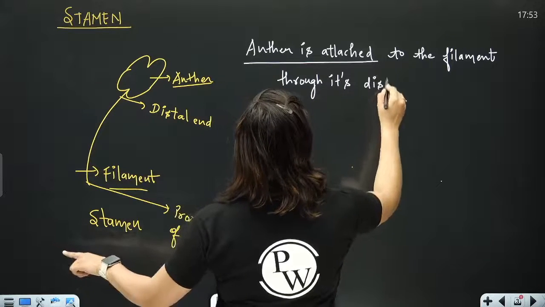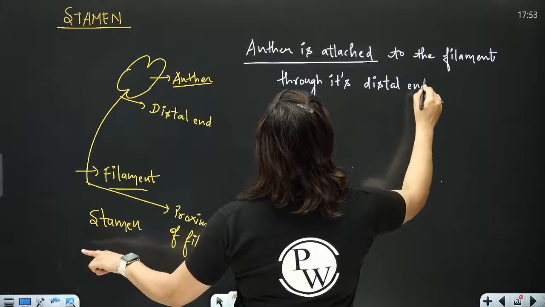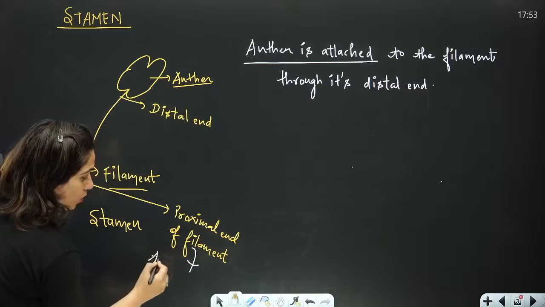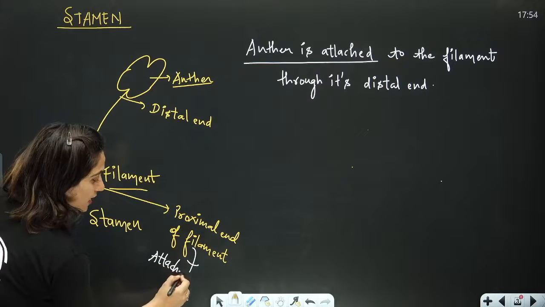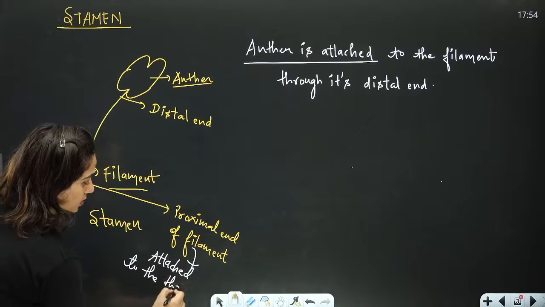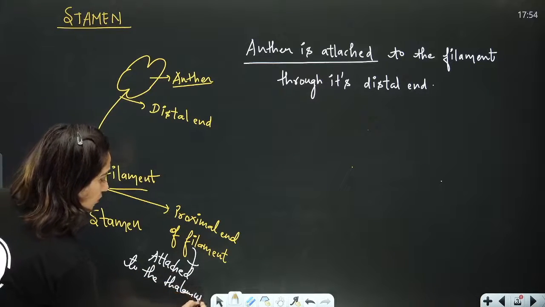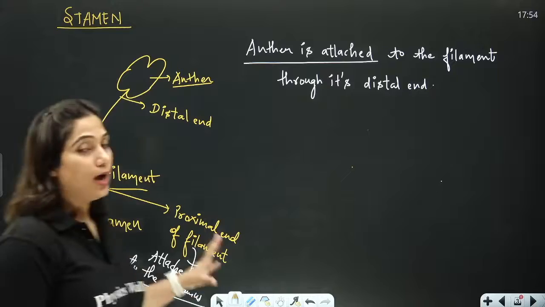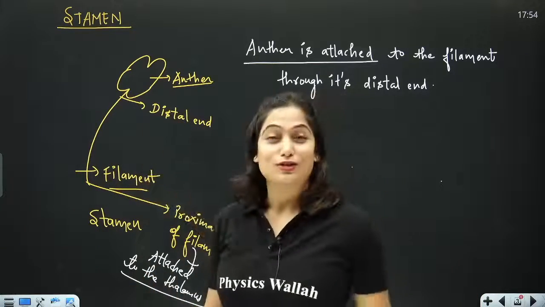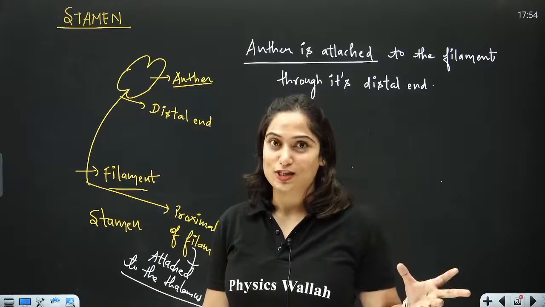And the filament is attached to the thalamus through its proximal end. So this is the question which comes from this part. Now the filament does not have the reproductive function. The reproductive function is present in the anther.